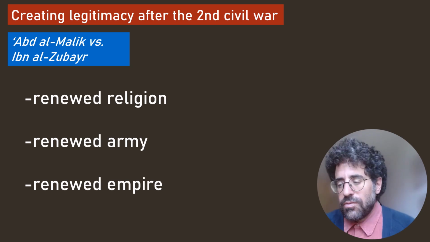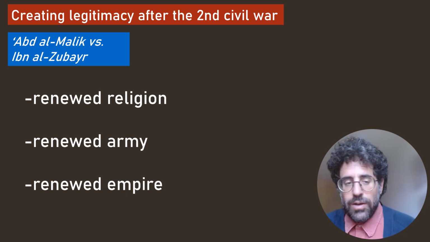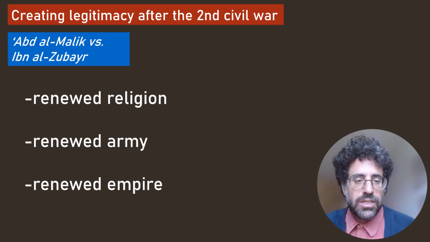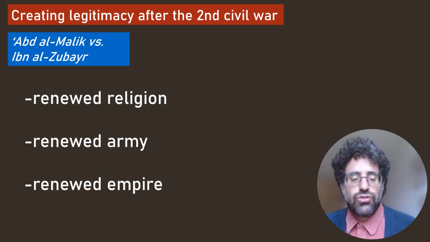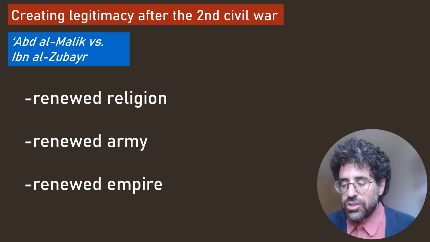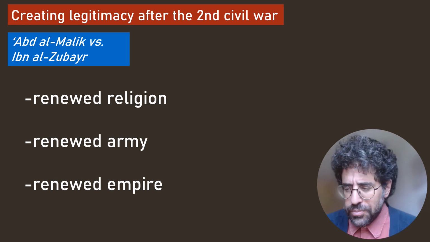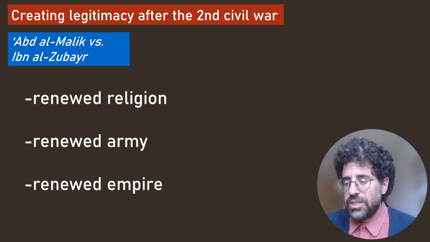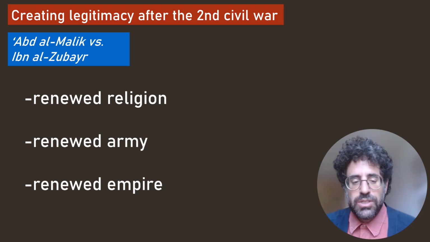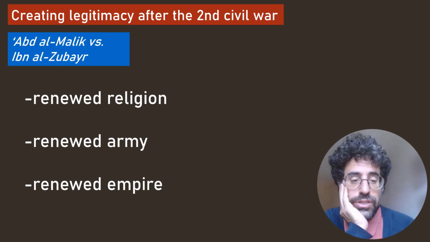Abd al-Malik, the slightly differentiated successor from Muawiyah, the initiator of the Umayyad dynasty, defeats Ibn al-Zubayr, right? And there's a lot of different tensions and shocks and traumas in the early Muslim or believer community. The grandson of the Prophet Muhammad has been killed. Mecca and Medina have been destroyed. The Kaaba has been destroyed. There's a lot of death and destruction.